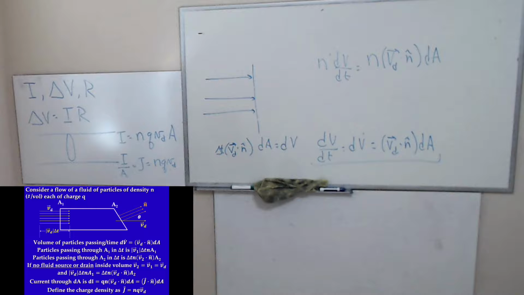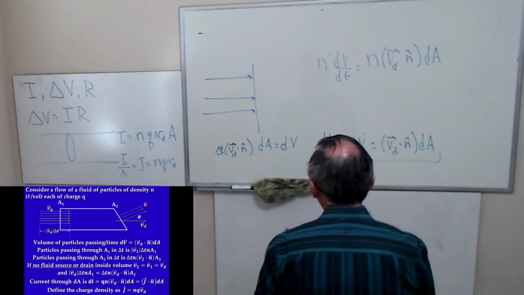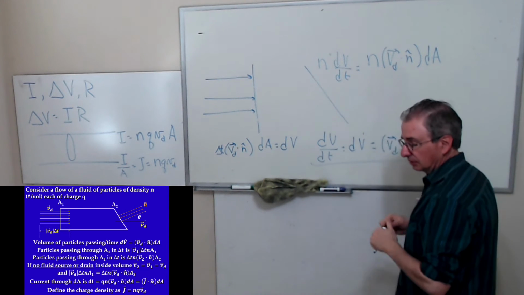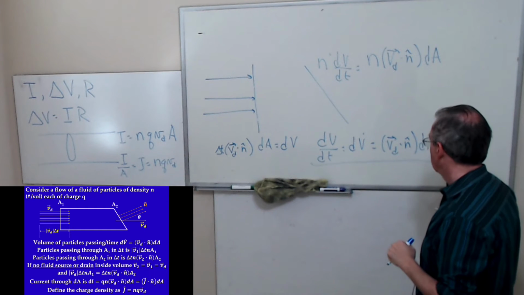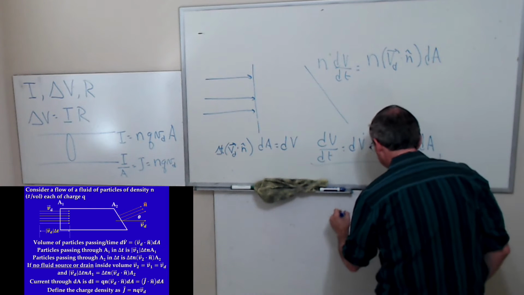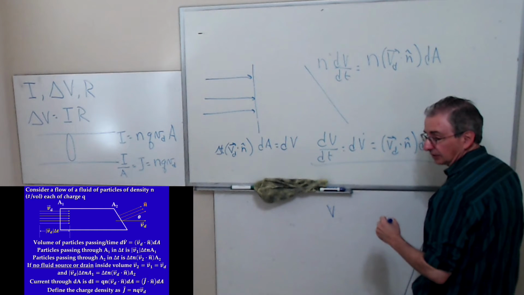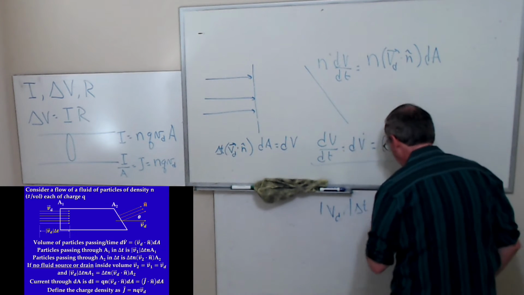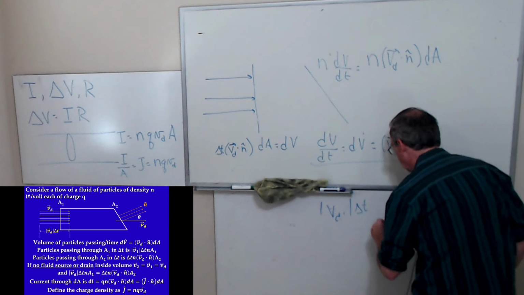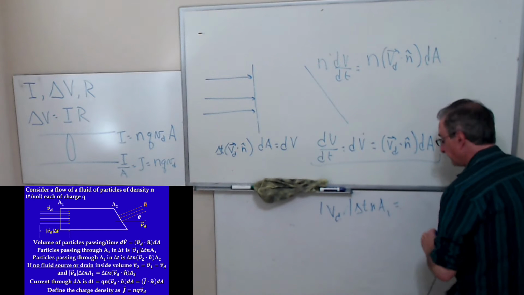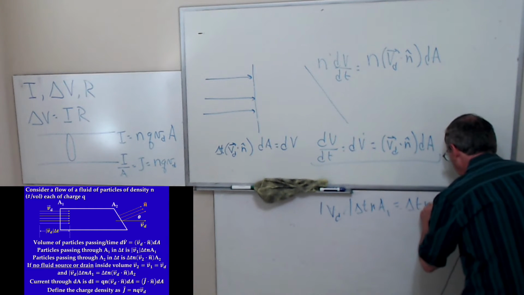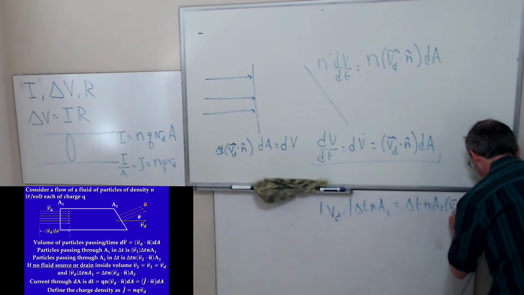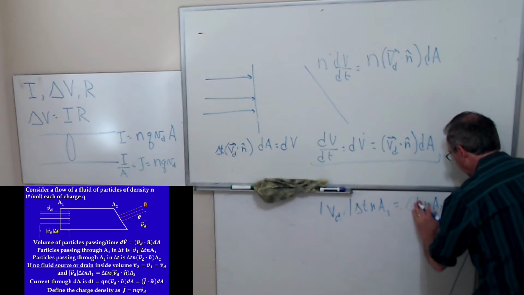So that means, I'll go back up on the board, if there's no source or drain of fluid, could be charge, could be water, whatever you want to call it, then the number entering on this side has to be equal to the number leaving on this side. Okay. And then we can say then that on the left, we have v sub D delta t and A1 equals delta t and A2 v sub D dotted with the normal. And we can get rid of these delta t's.